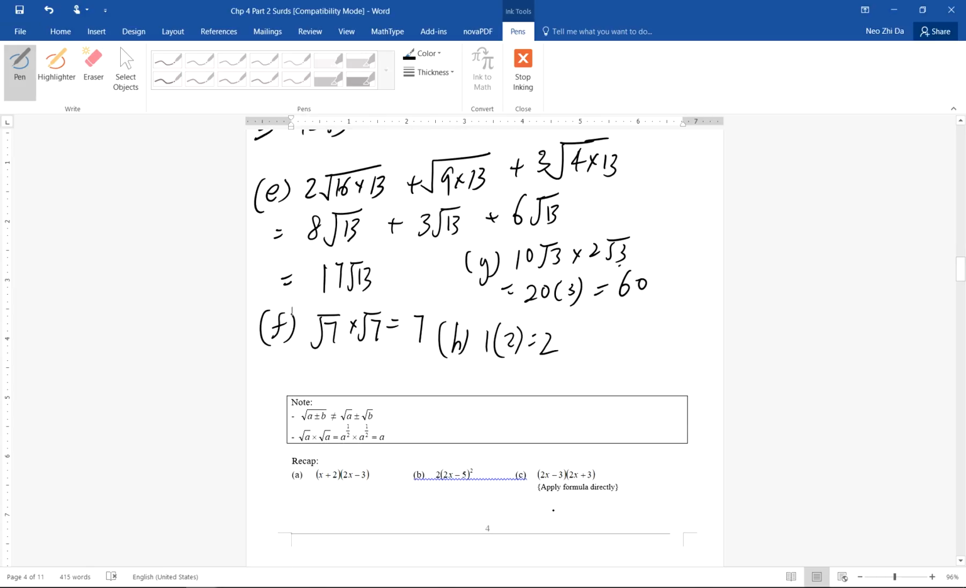Okay, just a quick recap. Note, if inside is a plus, you cannot break it out. Now, if it's the same square root times another square root, it's just itself. Square root 5 times square root 5, answer is just 5. I'm going to pause the video.